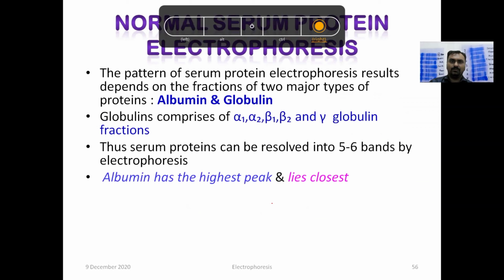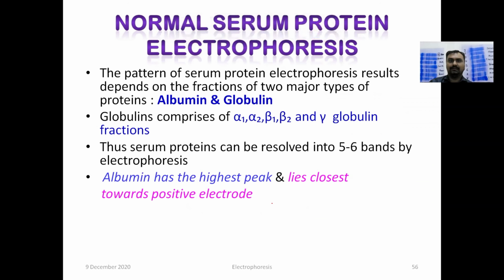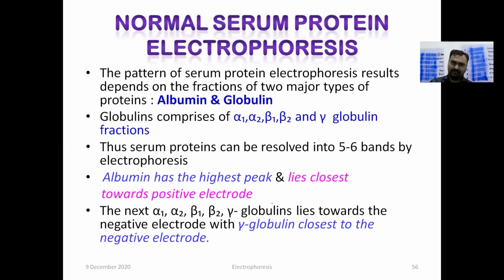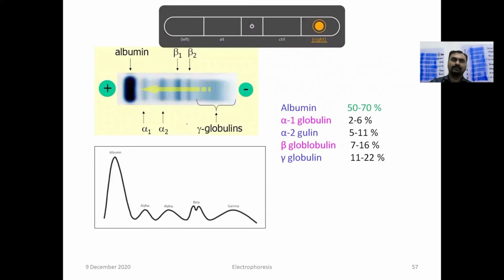Now what is the normal pattern of electrophoresis? Albumin has the highest peak and the highest mobility. It lies closest to the positive electrode. Then there are alpha 1, alpha 2, beta 1, beta 2, and gamma globulin, which is closest to the negative electrode. At the point of application, the gamma globulins are there.